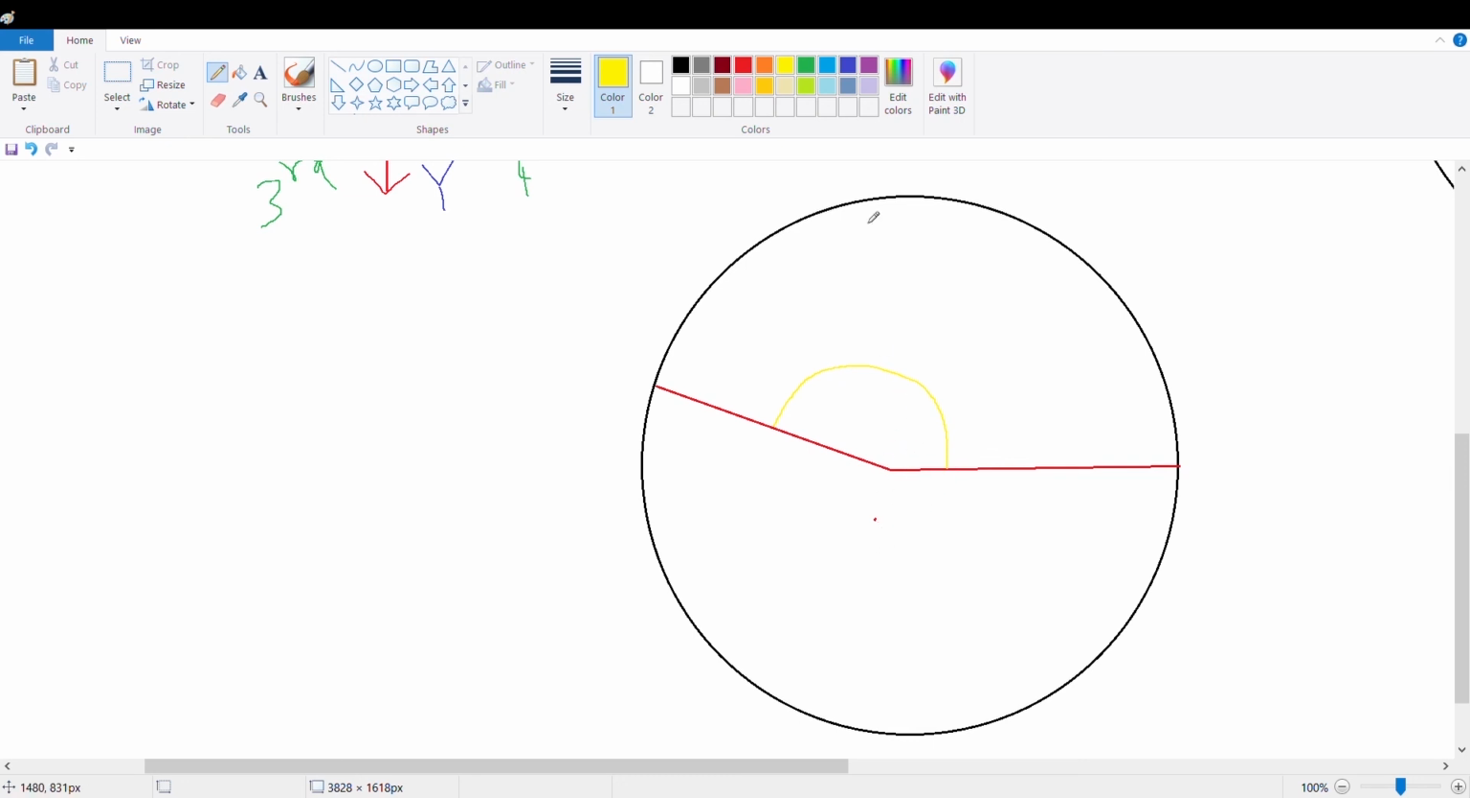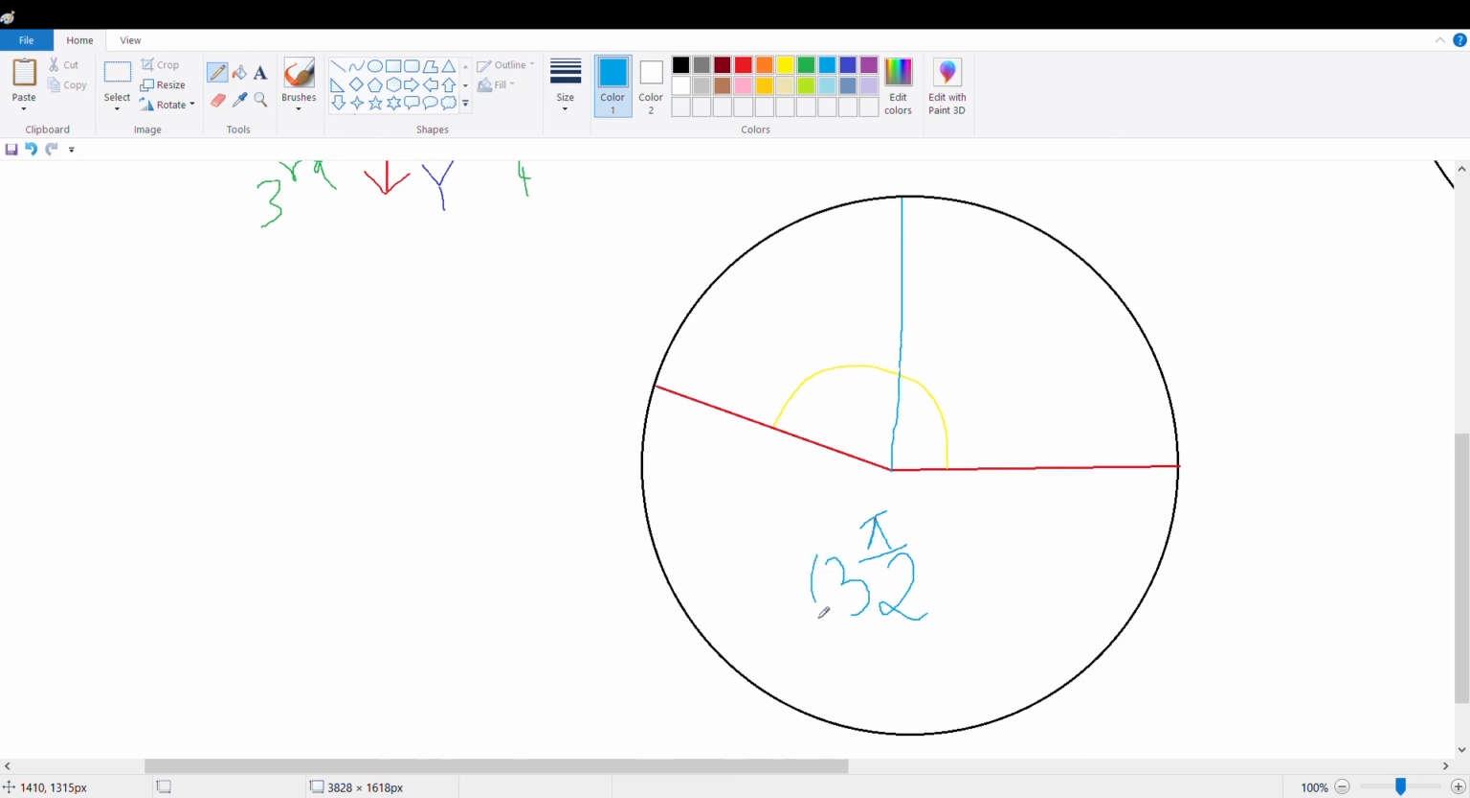Is this greater than pi by 2 or less than pi by 2? The angle measure I draw here, is it greater than pi by 2 or less than pi by 2? Yeah, more than pi by 2, right? Because pi is here.